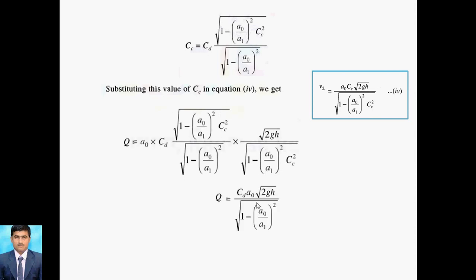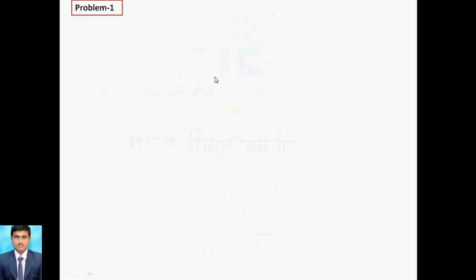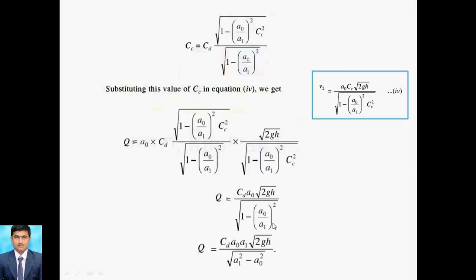After cancellation of this value, we get the value of Q is equal to Cd A naught root 2gh divided by square root of 1 minus A naught square by A1 square. So after cross multiplication, A1 square minus A naught square, root of A1 square goes to the upper side, and that value becomes Cd A naught A1 root 2gh divided by square root of A1 square minus A naught square. So this is the final equation for the orifice meter.